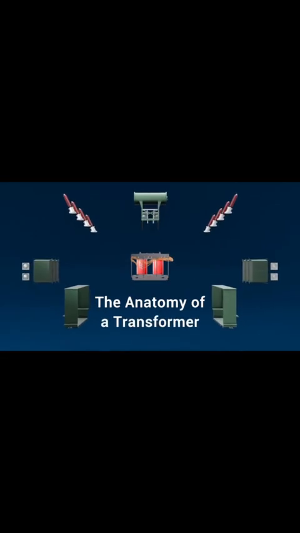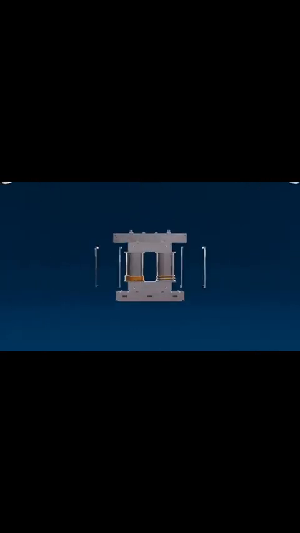The anatomy of a transformer. At the very heart of a transformer lies the core, a stack of thin laminated steel sheets. These laminations are carefully insulated from one another, reducing eddy currents and guiding the magnetic flux with minimal energy loss.